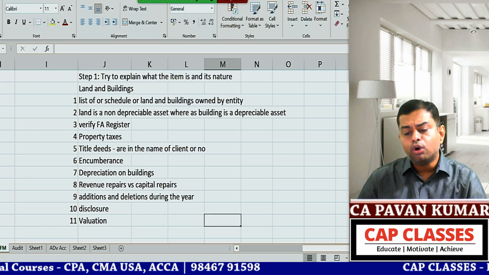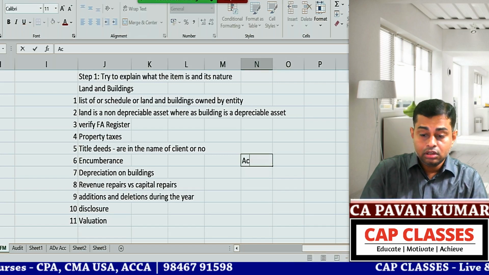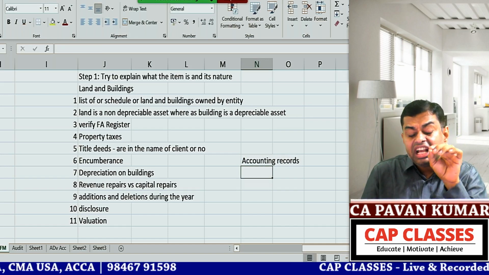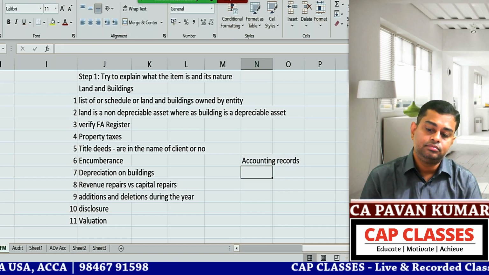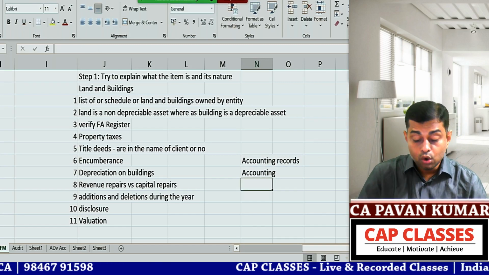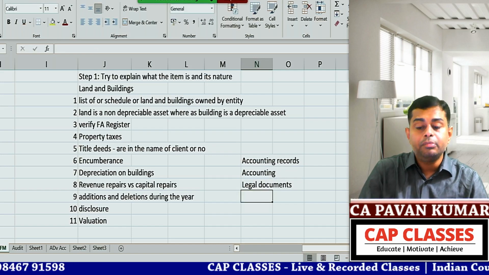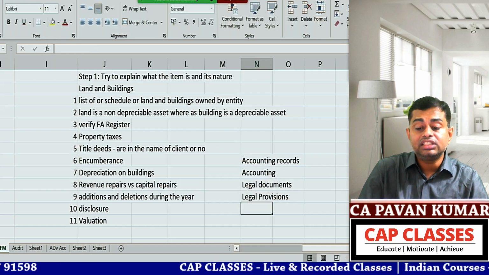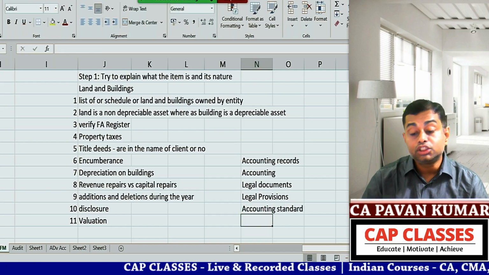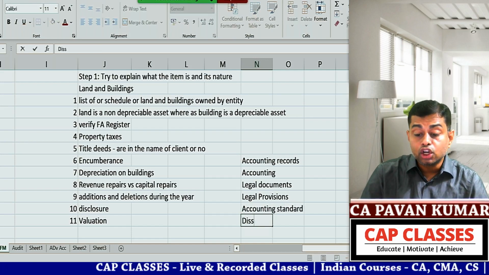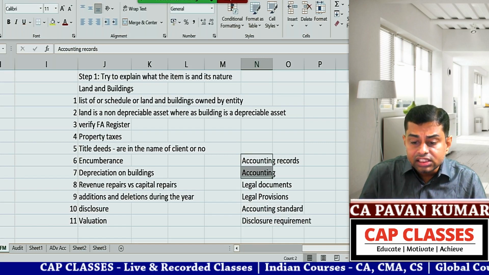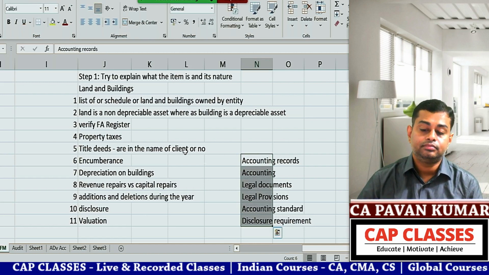So basically what you need to do, remember these shortcuts. What accounting record will be there for this? What accounting should be done? What legal documents will be available? What legal provisions are to be complied with? What accounting standard is to be considered? What disclosure requirement? So your answer should be around these things.